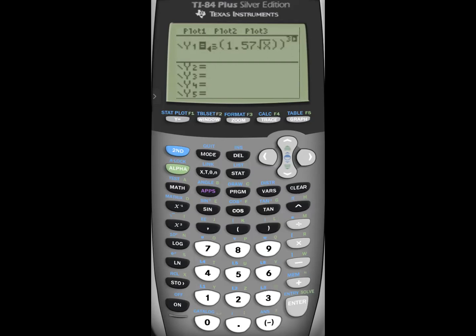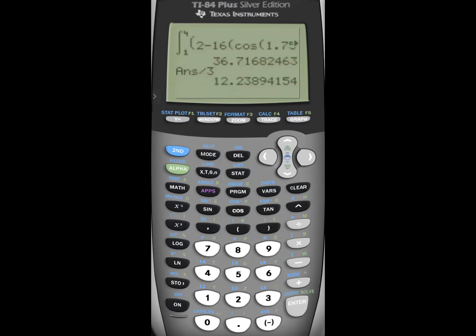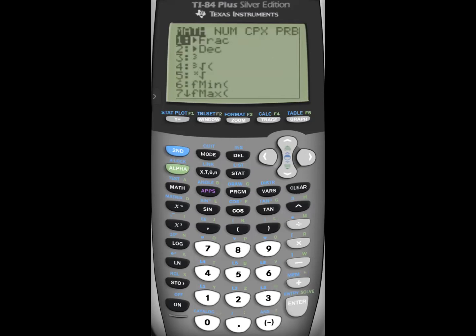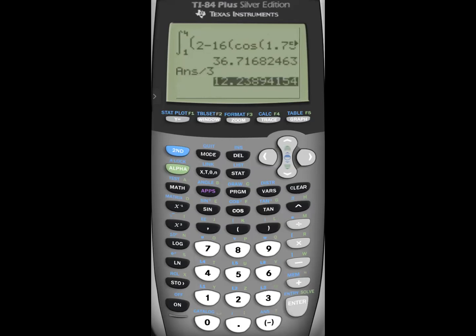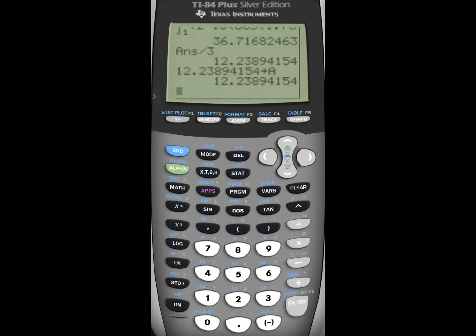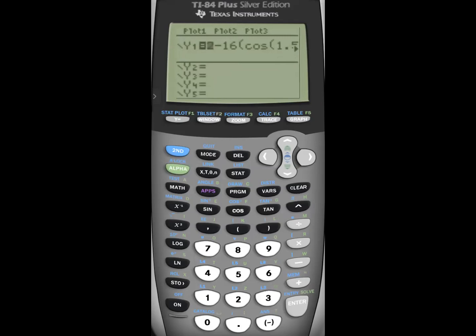Okay, and then we're looking for when that function becomes this value here. I'm going to store this in A. Enter, store in letter A, alpha A. Let's see if it works. Bad. Okay. Uh-oh, this looks not good.